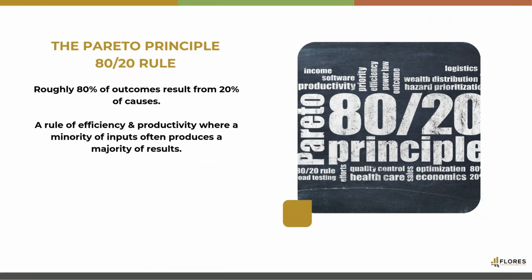To start, we'll be highlighting the Pareto principle. This principle states that roughly 80% of outcomes result from 20% of causes, meaning a rule of efficiency and productivity can stem from the minority of inputs, often producing a majority of results.